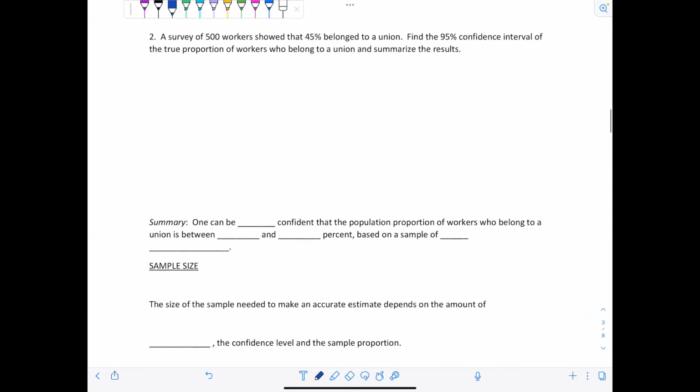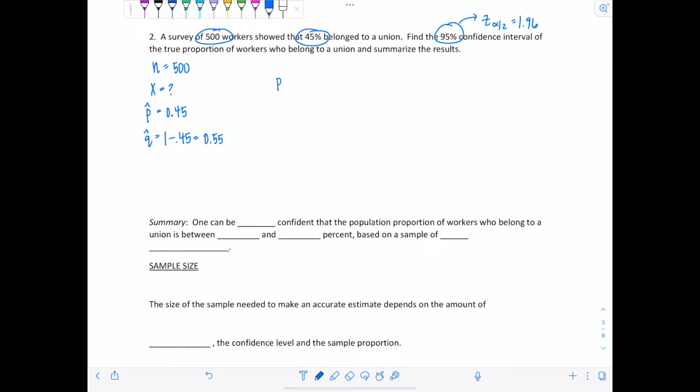Example number 2. A survey of 500 workers showed that 45% belonged to a union. Find the 95% confidence interval of the true proportion of workers who belong to a union and summarize the results. Okay, so 500, that's our n, our sample size. And they told me already 45% belonged to the union. They didn't give me x, and I don't need it. They just jumped straight to p hat, which would be 0.45. Isn't that interesting? They're spicing things up. Just stay with it. q hat is always 1 minus p hat, so 1 minus 0.45 is 0.55. And they want a 95% confidence interval, so that tells me z sub alpha over 2 is 1.96.